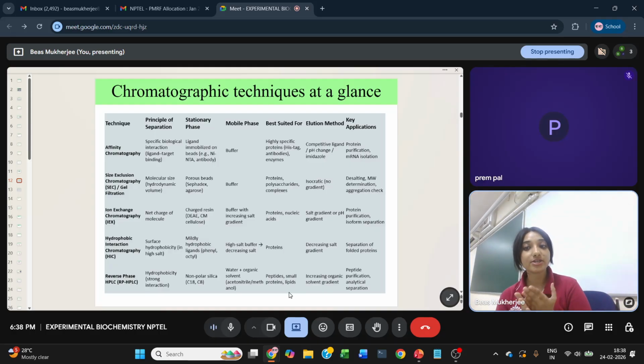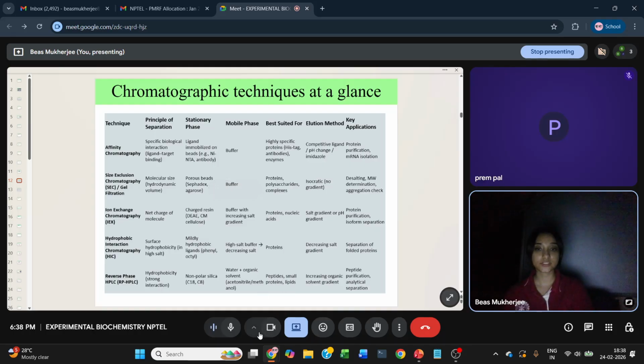Then we have hydrophobic interaction chromatography. This takes into consideration the surface hydrophobicity, in high salt, with mildly hydrophobic ligands like phenyl, octyl, etc. These are useful for separation. So these are all stationary phase. Then high salt buffer is used, and decreasing salt is employed, and proteins can be separated using this method. And then decreasing salt gradient.